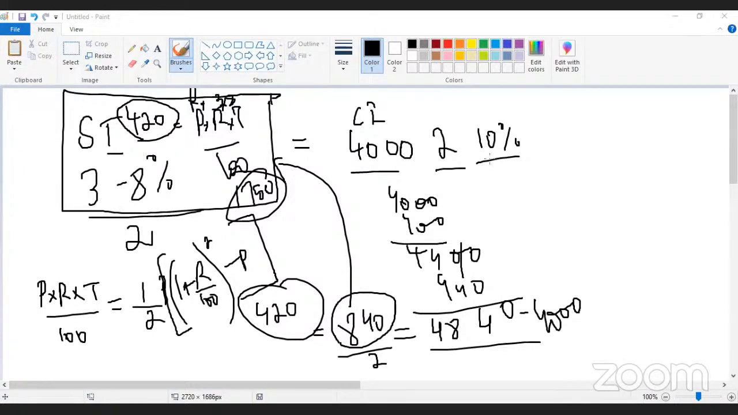Simple interest is done. Okay, we'll come to that. Maximum value of the expression. Okay, that is done, right?